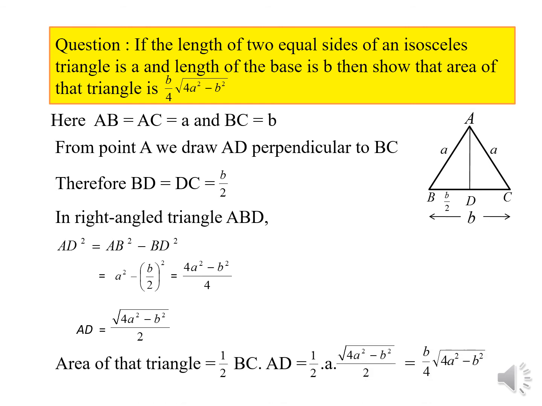into base into height, that is half into BC into AD. The value of BC is A, and the value of AD is root over (4A square minus B square) by 2. Then finally, we get the area of this triangle is B by 4 root over (4A square minus B square). The proof of this formula is also very important for your exam. Next, now we will solve one question.